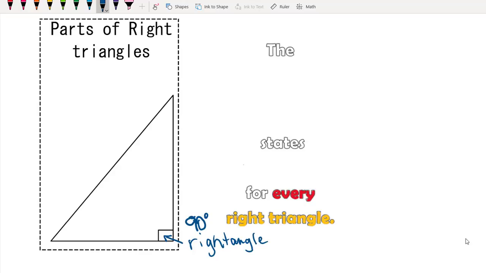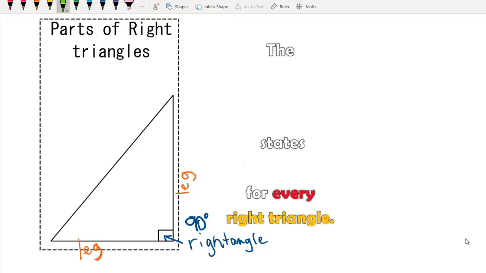The two sides of that triangle that form that right angle are called legs. Okay, this is a leg and this is a leg. You have two legs. A right triangle also has two legs. Now the legs are the shorter sides.